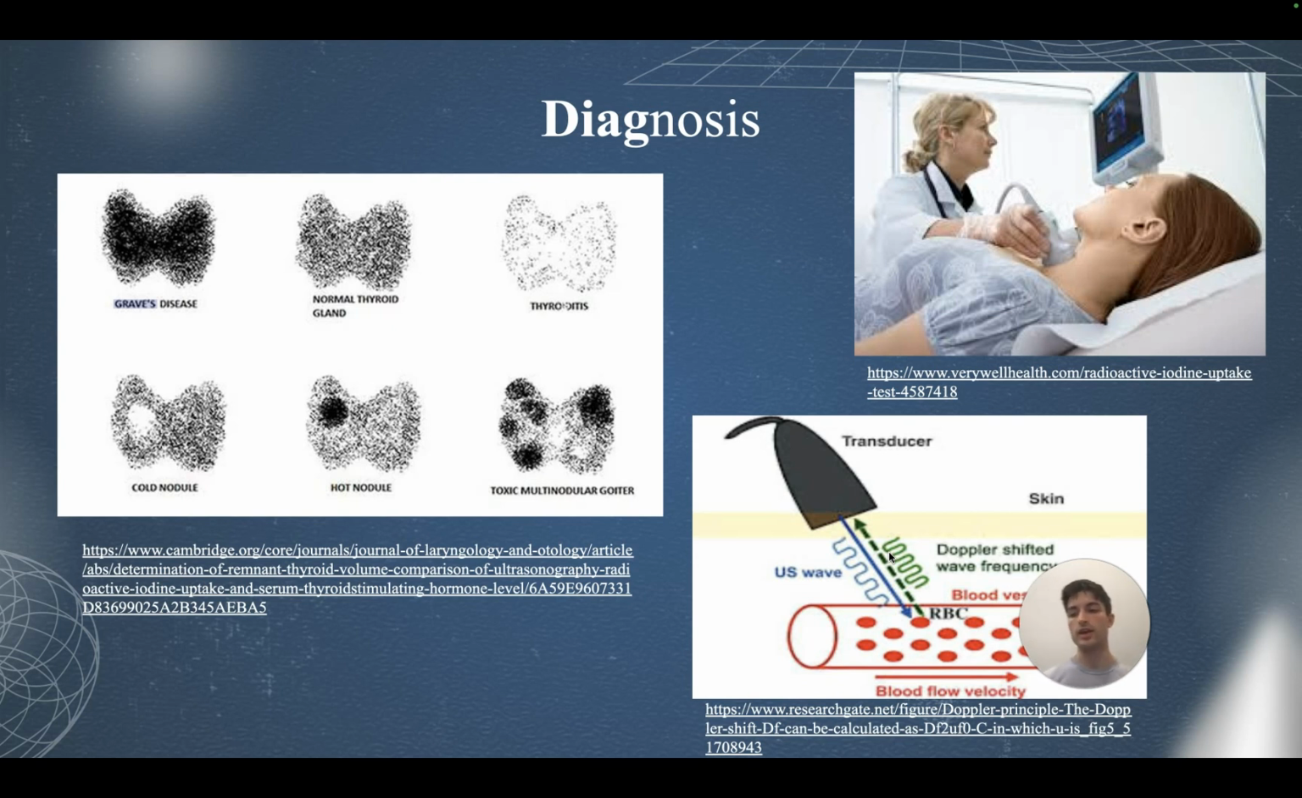Next up, we have radioactive iodine uptake tests, and these measure the amount of iodine the thyroid is taking up via the bloodstream to make thyroid hormones T3 and T4, and that iodine profile is what's really important there.